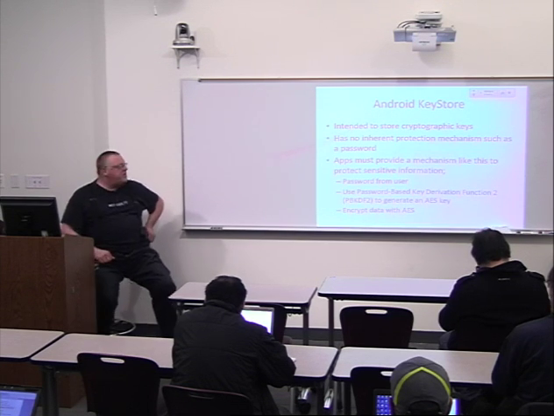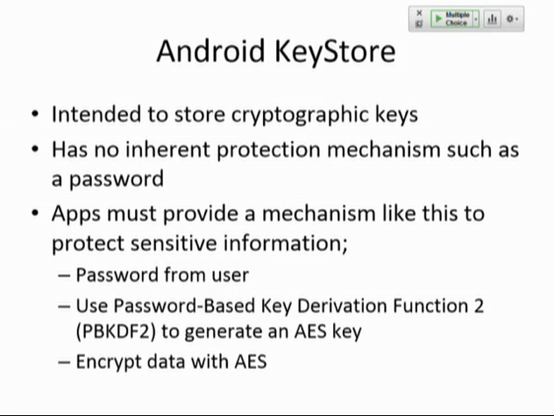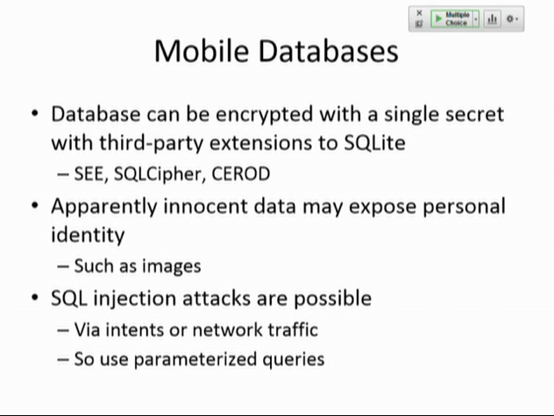So Android has their KeyStore to store cryptographic keys. It doesn't have any inherent protection mechanisms, which is not so good. So apps would have to provide a mechanism. Now, the recommended way to do this is to take a password and then generate an AES key from the password using PBKDF2. All this does is like 5,000 rounds of hashing with something like SHA-512, and it might add a salt. That's the general way you create a key out of a password. That's the recommended procedure. So your mobile database can be encrypted with a secret, and then you have taken a whole bunch of sensitive things and turned them into one sensitive thing, which is now the secret, which you have to store somewhere.